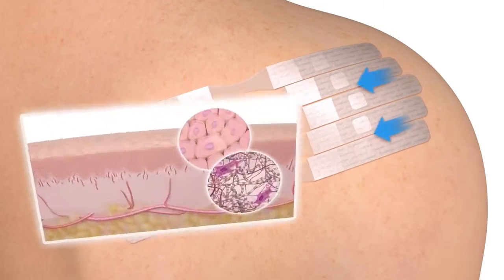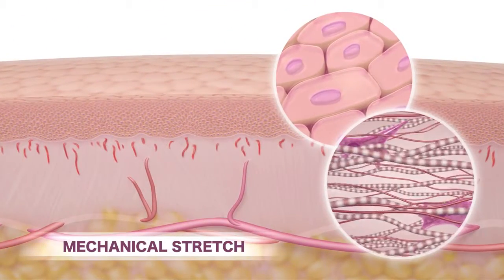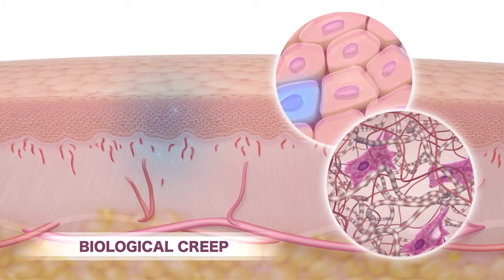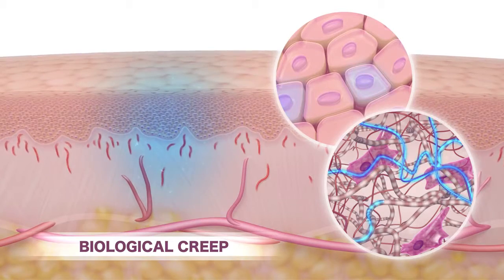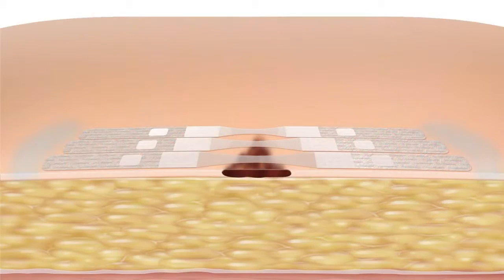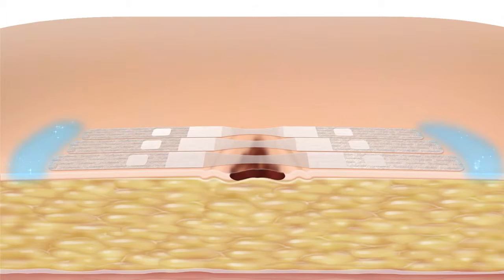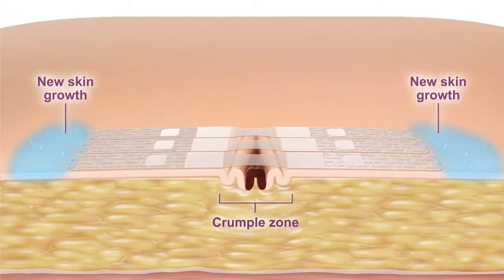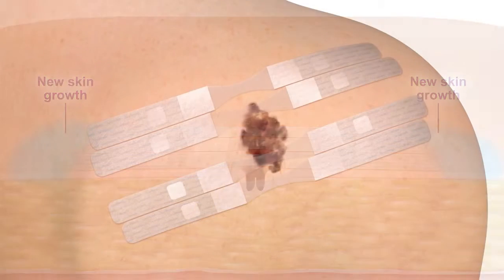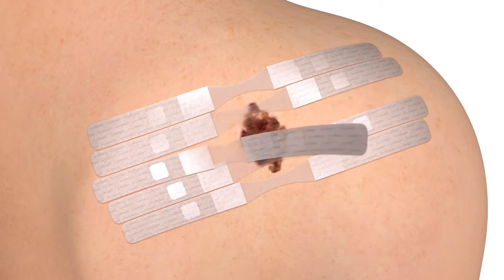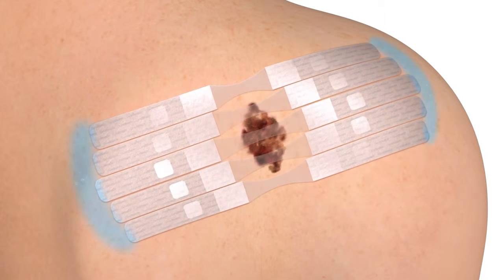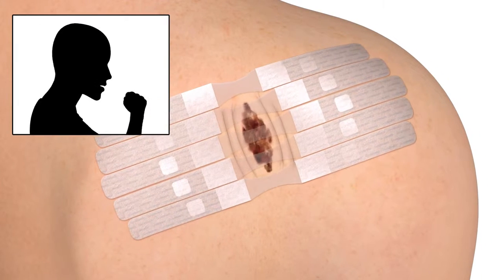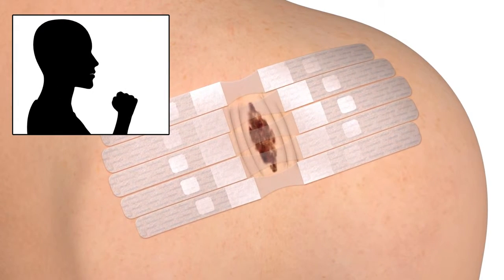This approach takes advantage of the inherent extensibility of skin to induce mechanical stretch and biological creep. With the right amount of applied tension, skin can be expanded almost indefinitely to produce as much new tissue as required. Healthy skin is grown at the margins, and a skin depot accumulates around the defect. The process is non-invasive and simple to apply and adjust. Creation of the depot can take as little as a week. The dynamic tension allows patient mobility as the device works.